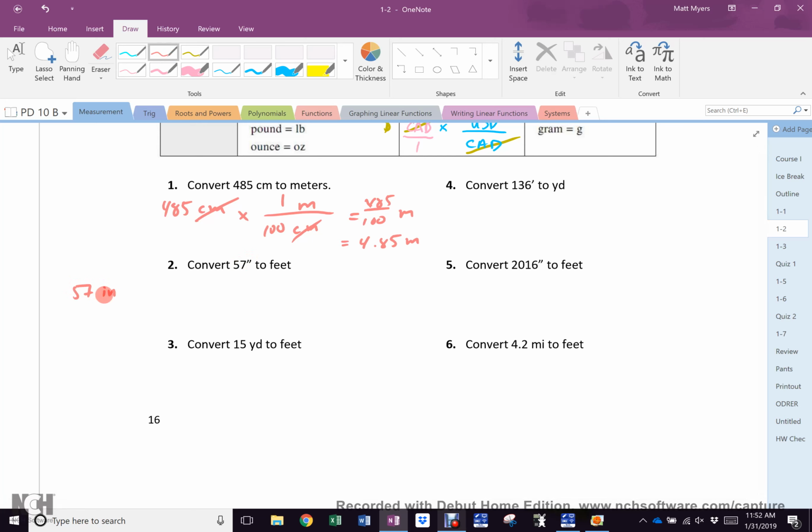Okay? Then, of course, I'm going to multiply by my fraction. What am I trying to get? Feet. What do I have? Inches. Then I put in my numbers. I get my numbers from the chart. Right now, it's easy because we're staying within our system, SI to SI or imperial to imperial. So it's easy. You've already got all these in your head.